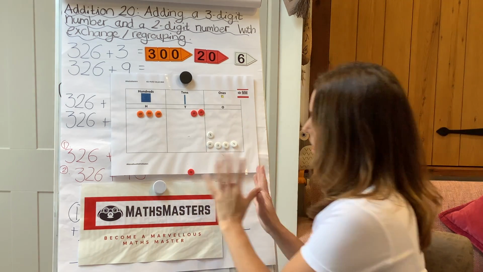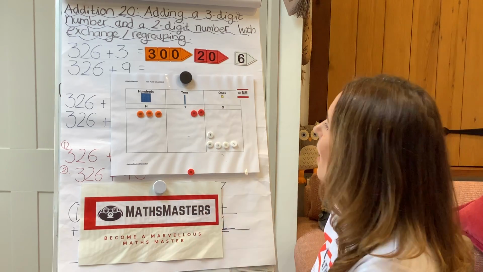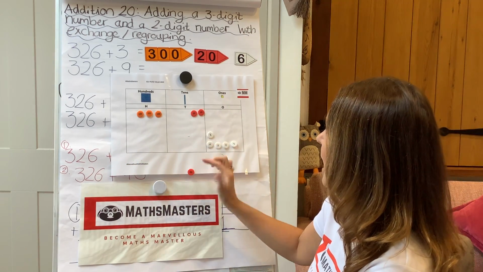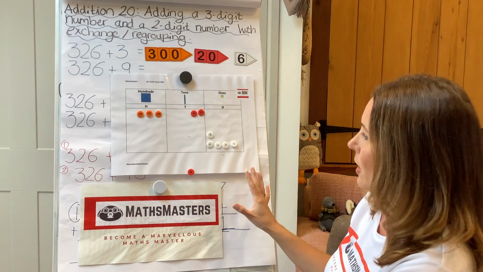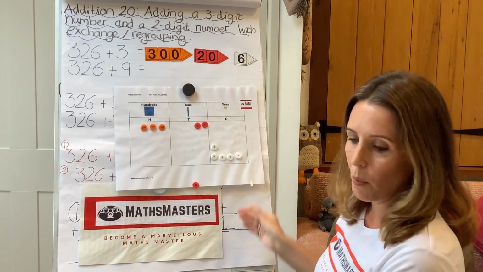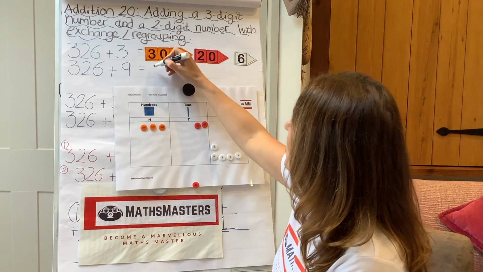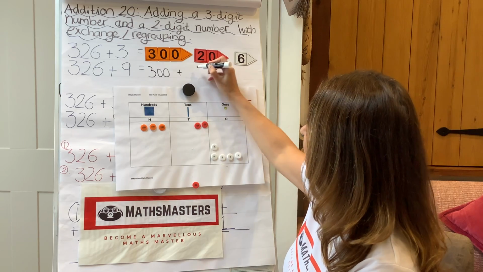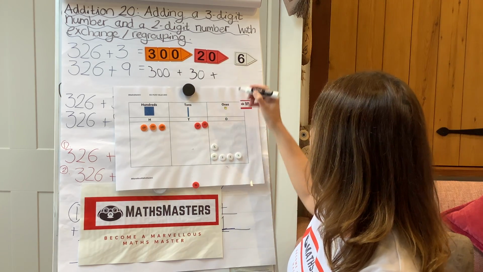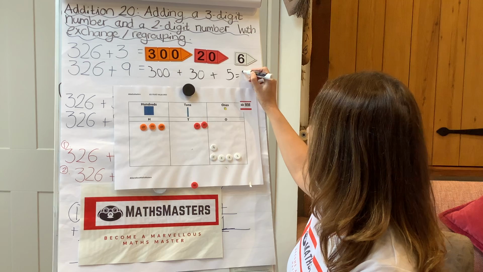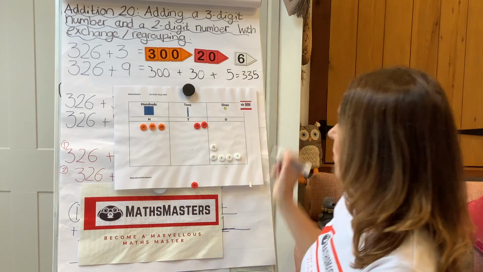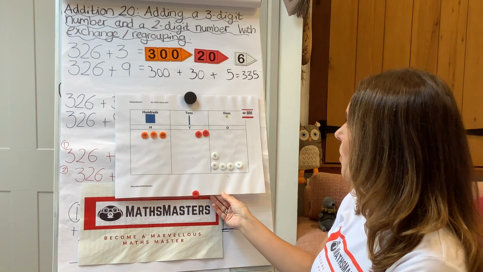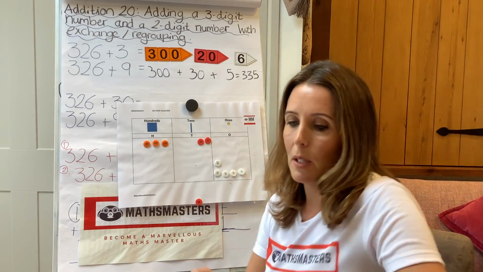Now, some people might tell you different places to put it, but here we're going to put it at the bottom, so when we add these numbers together, we can remember to add that on. And then we can do the calculation. We can see then what we've got. We have still got 300, but now we've got 3 tens, which is 30, and we've got 5, which makes 335.